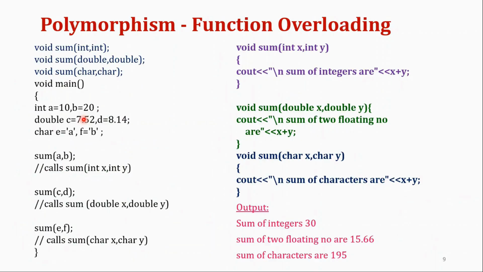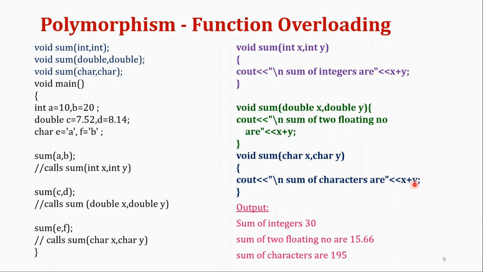Here is another example for function overloading. Here we have the function declaration and the function definition. Check out the function definition. The function name is sum. The number of parameters is common and the return type is also common, but the parameter types are different. In the first, both are integers, in the second both are double, and in the third both are characters. So it is a function with the same name and a different definition for different types of parameters. The definitions also differ: the first is the sum of two integers, the second is the sum of two floating point numbers, and the third is the sum of two characters.